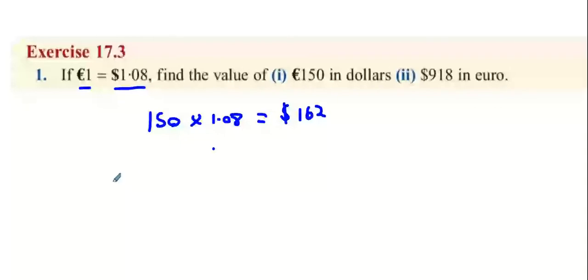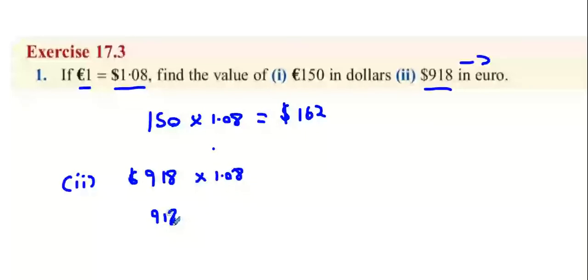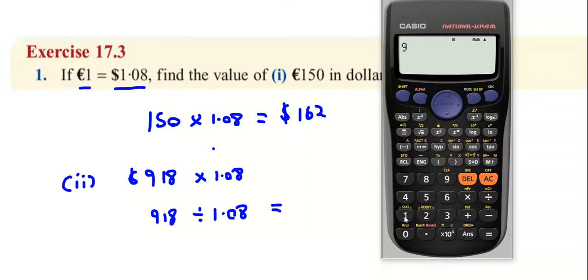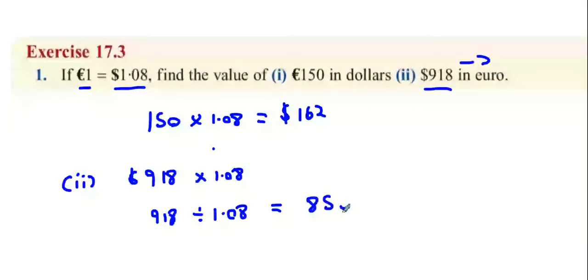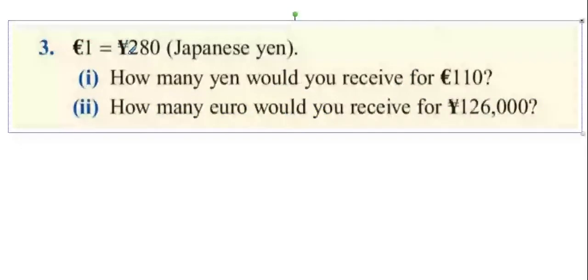Now the answer to part two is $918 in euro. So 918, when it gets converted to euro, should be a smaller number, not a bigger number. You can either multiply by 1.08, which will make it a bigger number, or divide by 1.08, which will make it a smaller number. So you can check both answers out, but it's going to be 918 divided by 1.08, and what we get there is €850 converts into $918. Okay, move on to question 3.